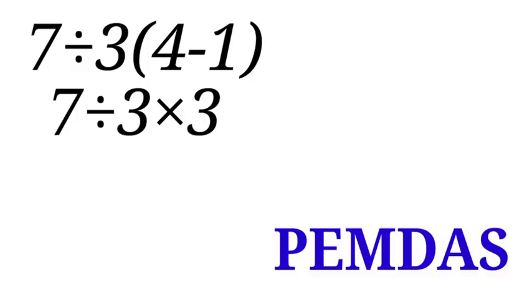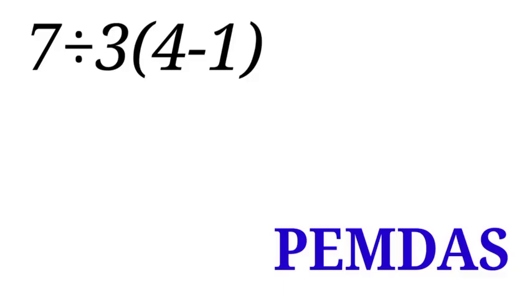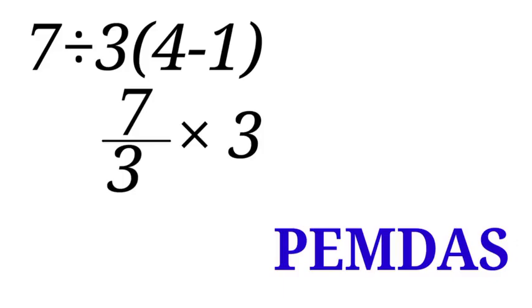Next, we are still going to move from left to right. So we are going to say 7 divided by 3, and it can be expressed in this form, 7 over 3 times 3. Now, 7 times 3 is 21. So we have 21 over 3.